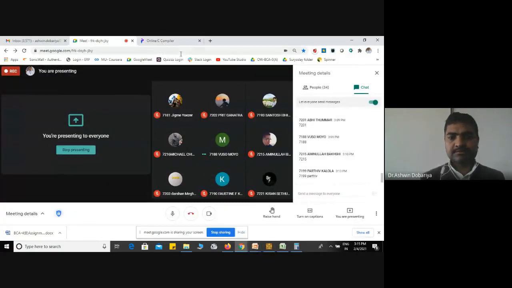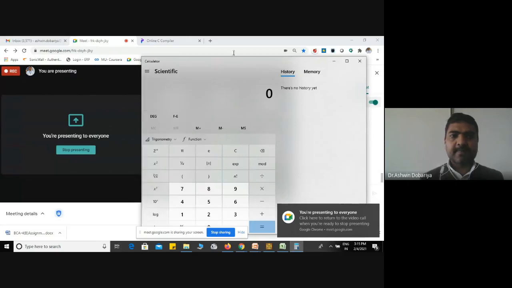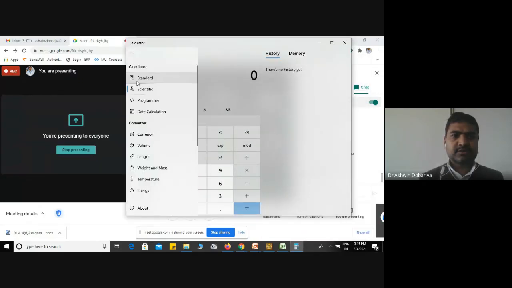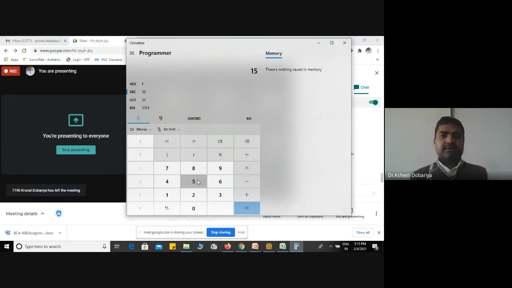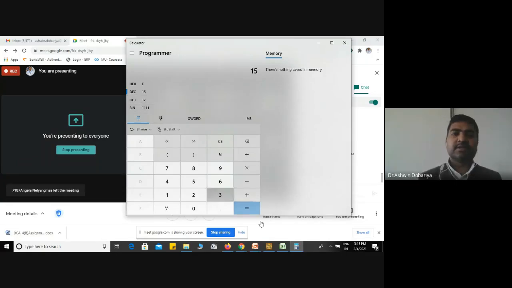Okay. Calculators. Now see, there is a scientific calculator here. Yeah, the programmer mode. If I say 15, see, 15 is decimal, and what is the equivalent octal? 17. So you can verify that over here. 17. The same thing we can do in programming also.